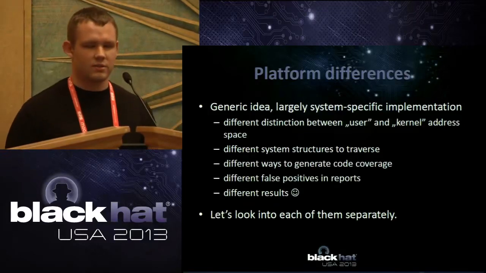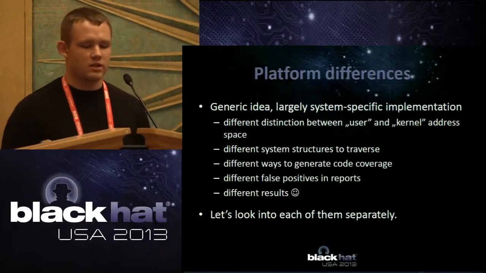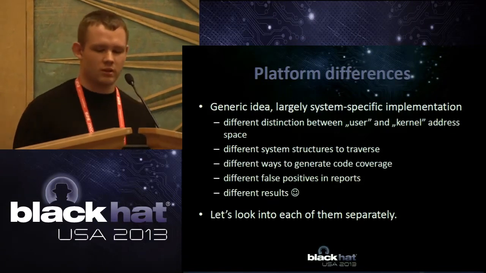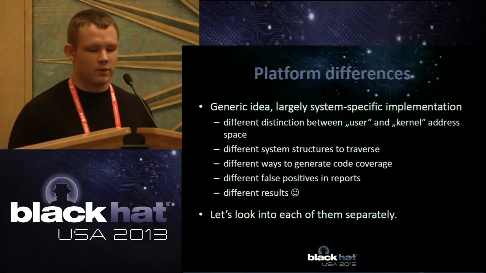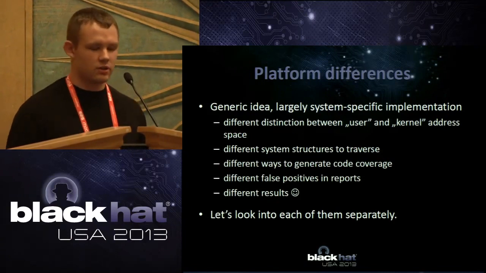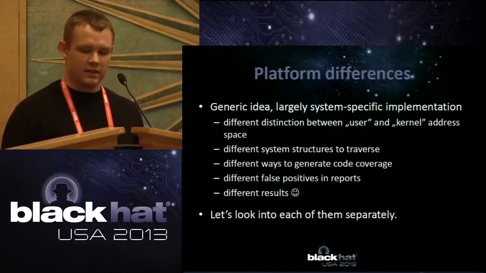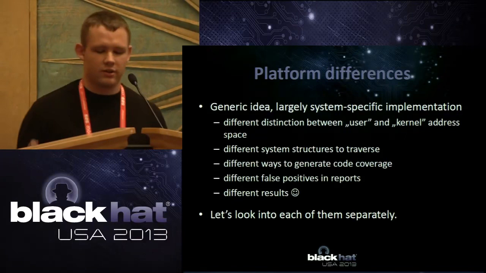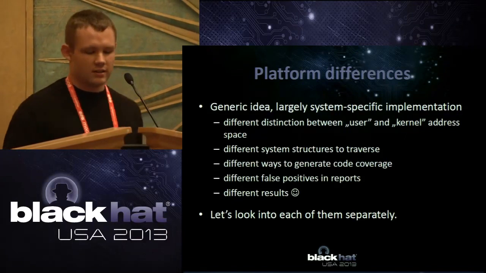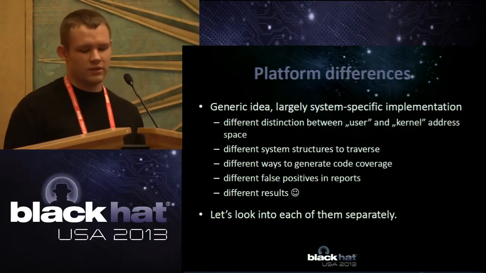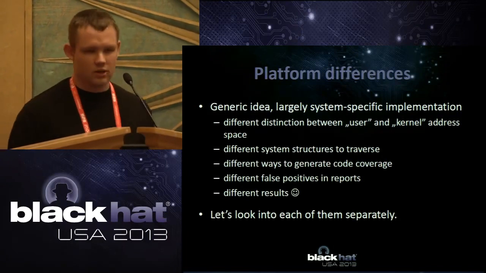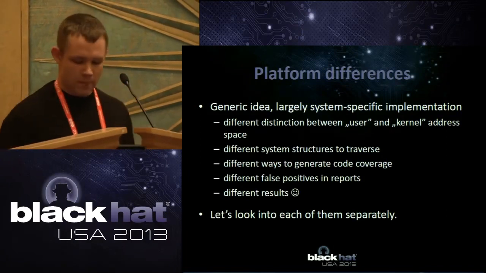So even though the idea for detecting double fetches is generic and applies to all operating systems, there are many system-specific things that we need to address. So there are different distinctions between what user mode and kernel mode memory is. And we have different system structures to traverse to fetch the data that we need to fill in the information about the context of the read. We have also different ways to actually generate code coverage of the kernel and different false positives that we need to filter out, and obviously different results. So we need to look into all of these platforms separately.